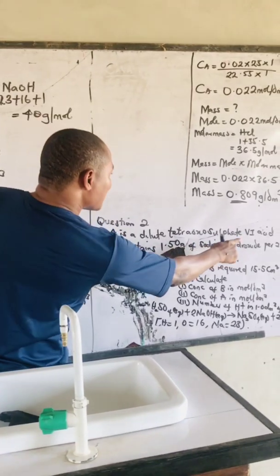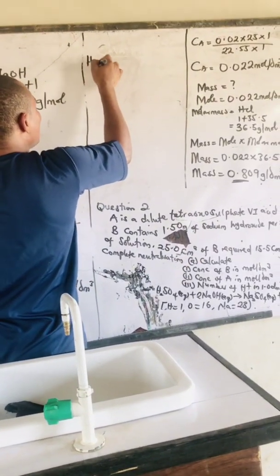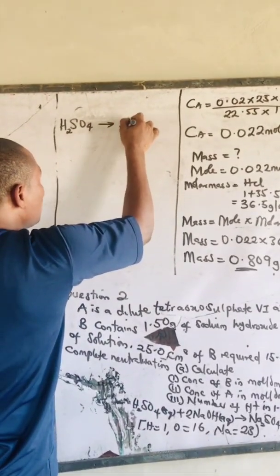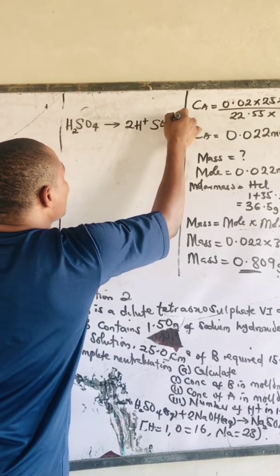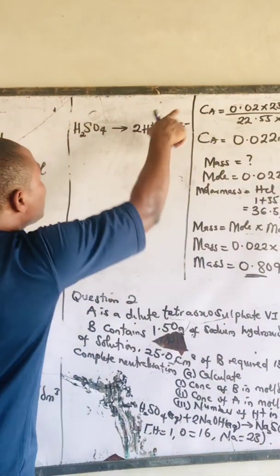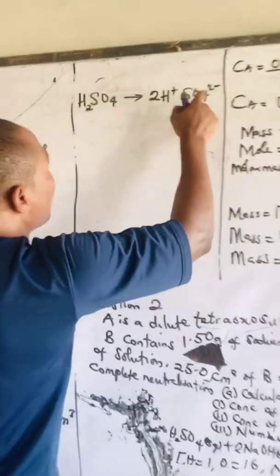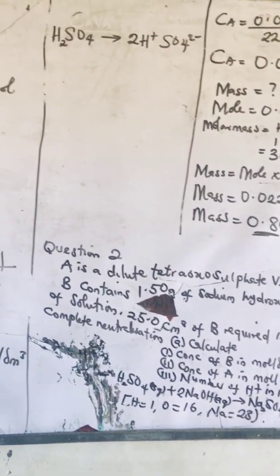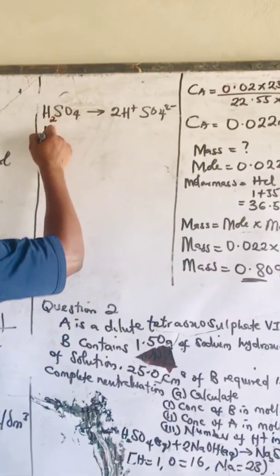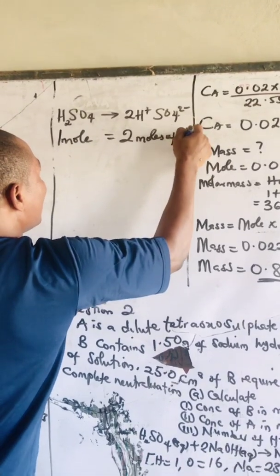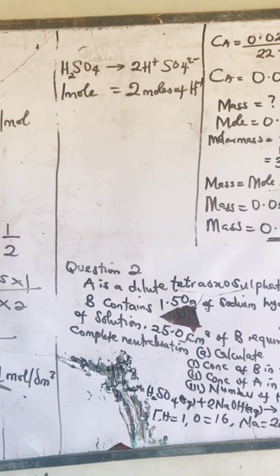So our tetraoxosulfate 6 acid, we should be able to write that as H2SO4. So the dissociation reaction will be 2H plus and SO4 2 minus. So we have 1 mole of tetraoxosulfate 6 acid giving us 2 moles of hydrogen ion and 1 mole of tetraoxosulfate 6 ion. Don't forget 1 mole of H2SO4 is giving 2 moles of hydrogen ion.